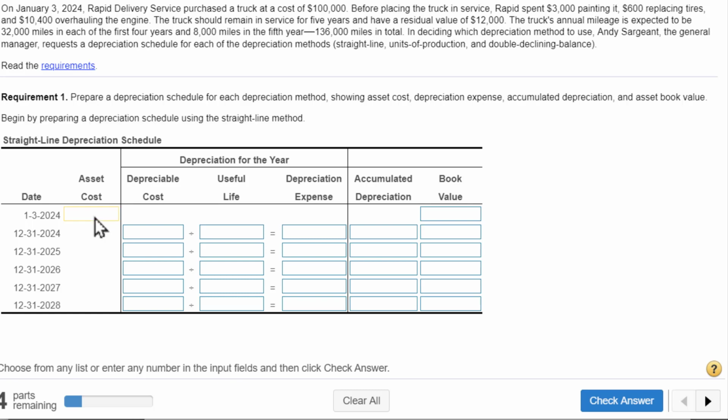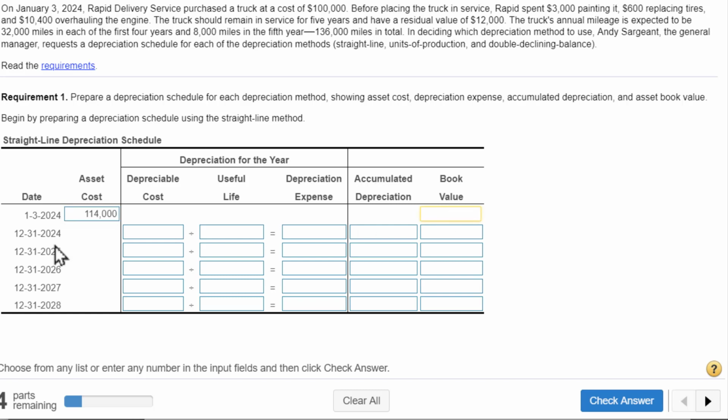All right, so let's start with January 1st. What was the cost of that asset? So the asset, which is a truck, costs $100,000, but we have to include all the other costs that were incurred to get the asset up and running for its first use. So we have to also add in the $3,000 paint job, the $600 replacing the tires, and then the $10,400 engine overhaul. So add up $100,000 plus $3,000 plus $600 plus $10,400 gives us the asset cost of $114,000.